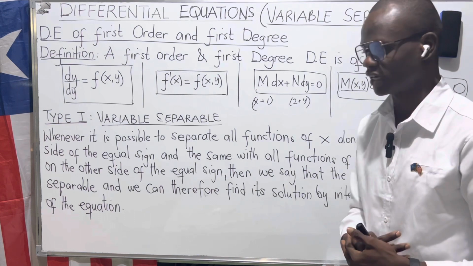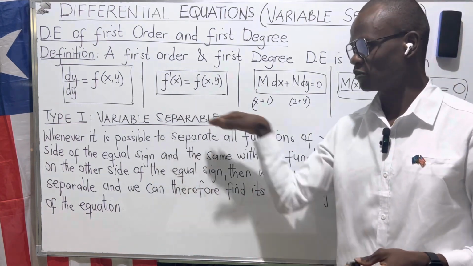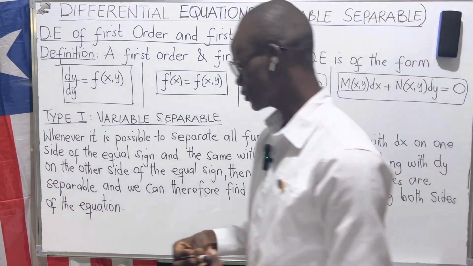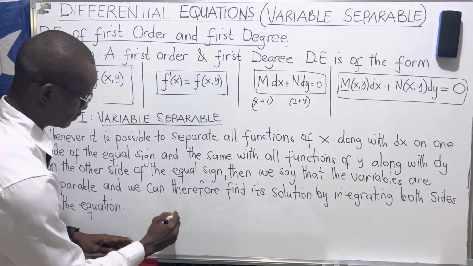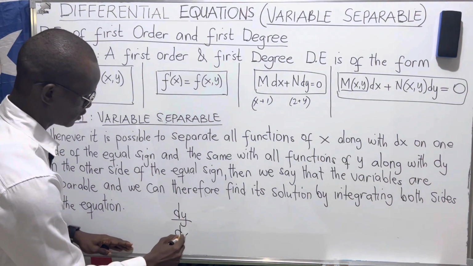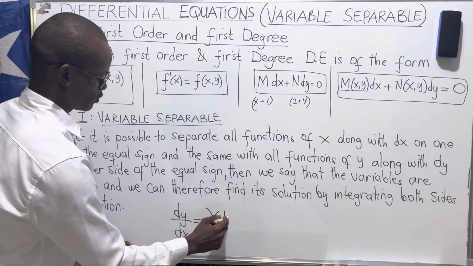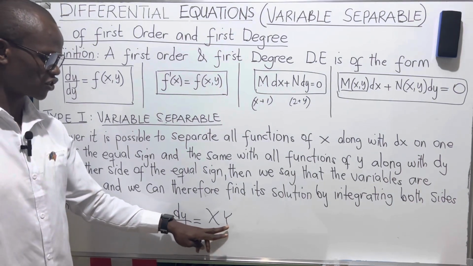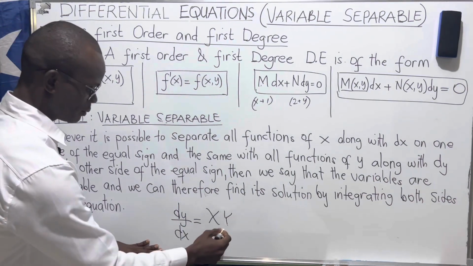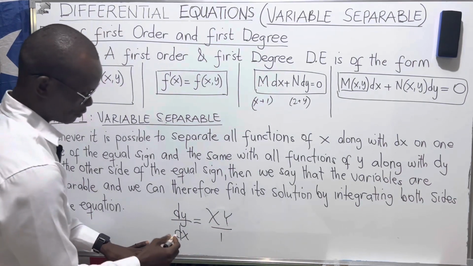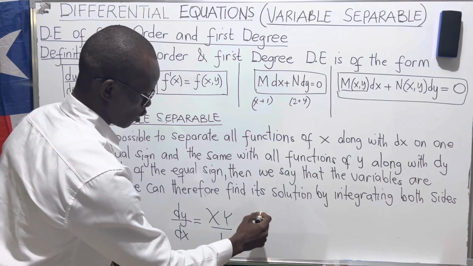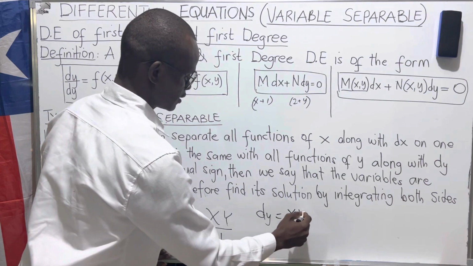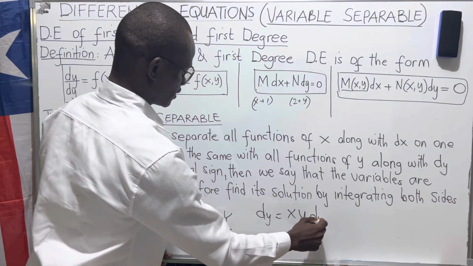So we're just going to go about now looking at a problem and see how best we can solve it using the method of variables separable. So assume you have this kind of problem, dy by dx equals x times y, wherein x is a function in all x, and y is a function in all y. So we can cross multiply. This times this, and this times this, so you will have 1 times dy is dy, and then x times y is xy dx.